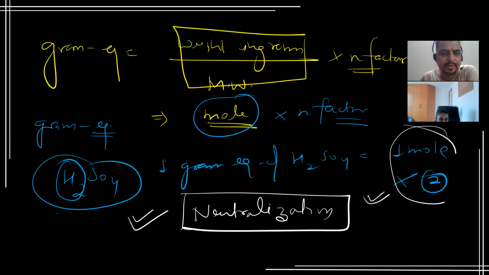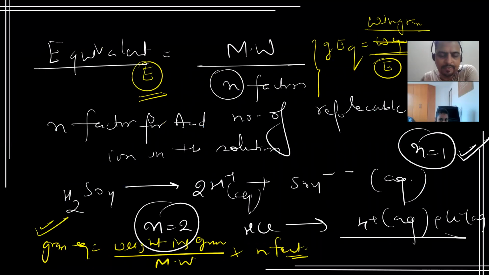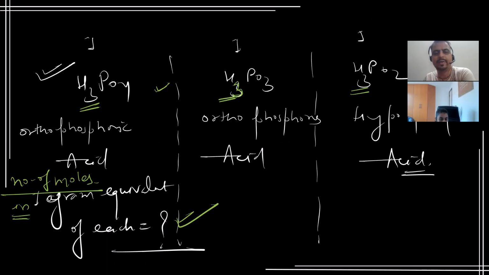Okay, so last class we were discussing the concept of gram equivalent. I have given you this homework question. So have you tried this question? Have you got the answer for this question? I think so. Yeah. So just tell me what you have got. For the orthophosphoric acid, it's 3. For the orthophosphorus, it's 2. And for the hypophosphorus, that one's 1.